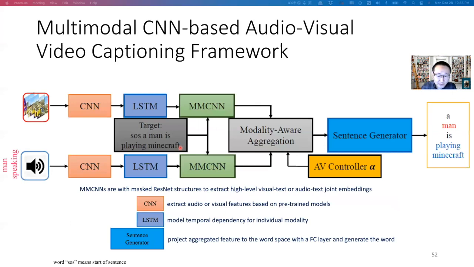Here is our full model. With a pre-trained CNN to extract audio-visual features, LSTMs are used to do temporal modeling. Multimodal CNNs extract high-level visual text and audio text joint embeddings. Modality aggregation with the audio-visual controller will fuse audio-visual information. The sentence generator will produce words from the aggregated audio-visual features.